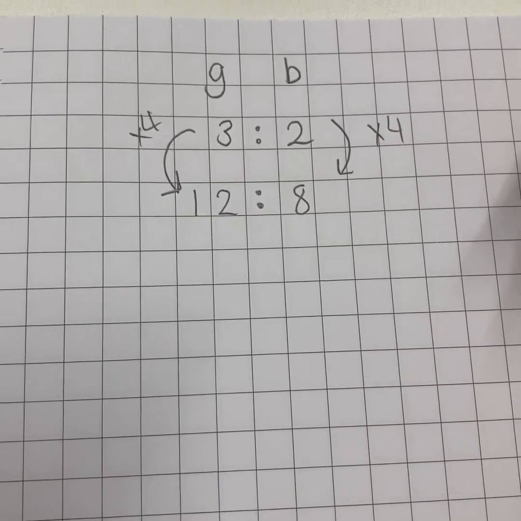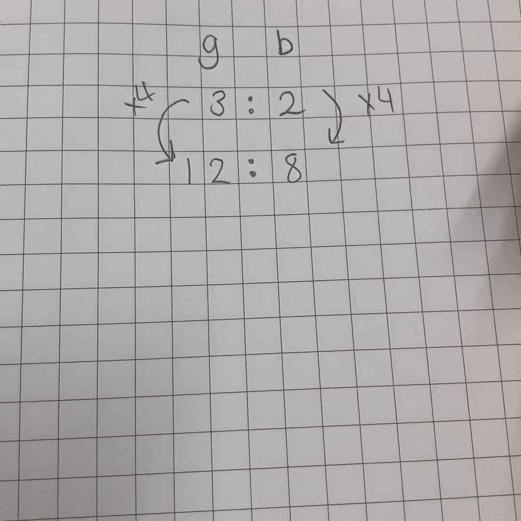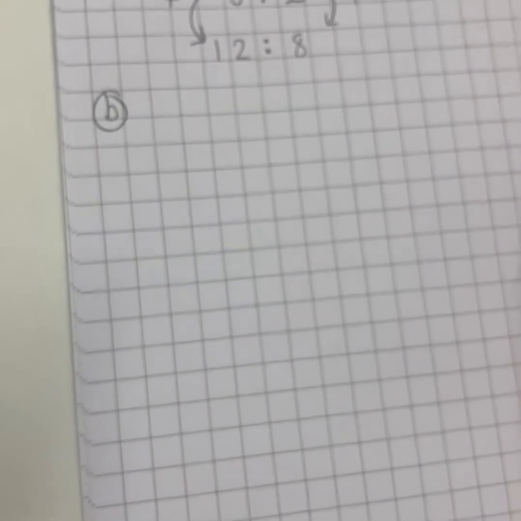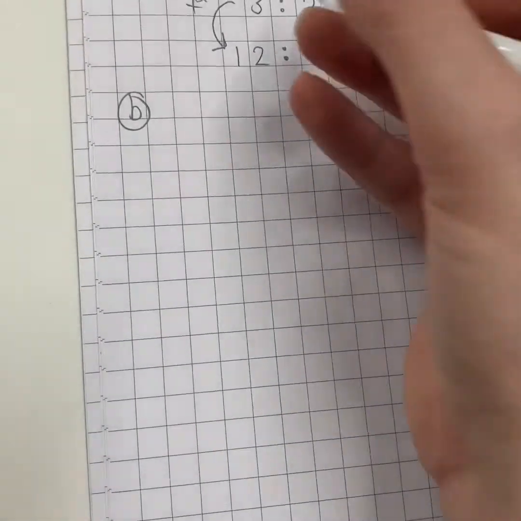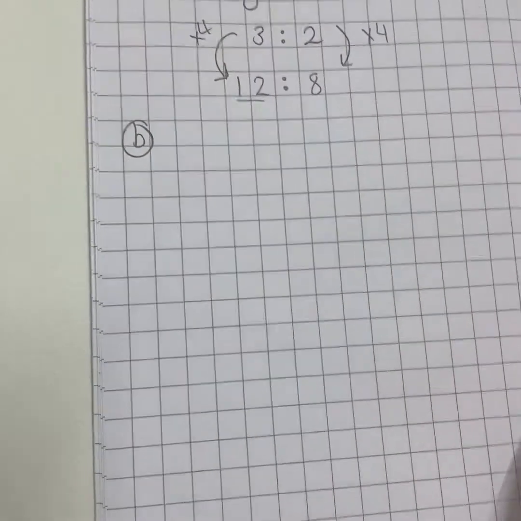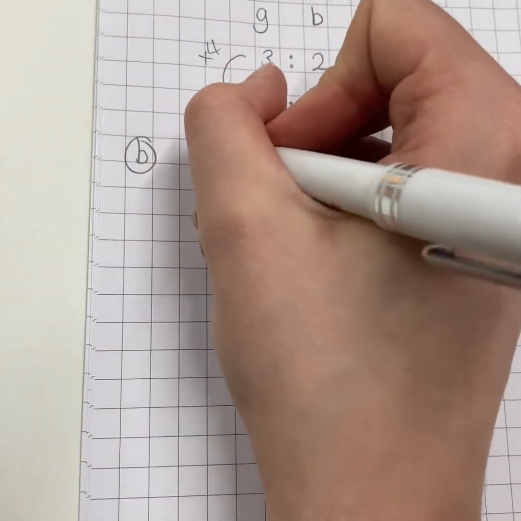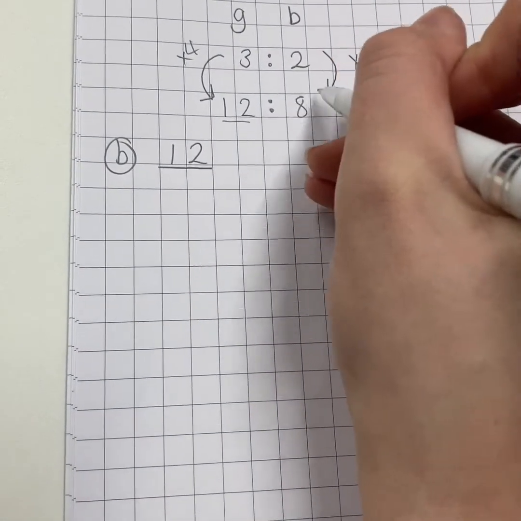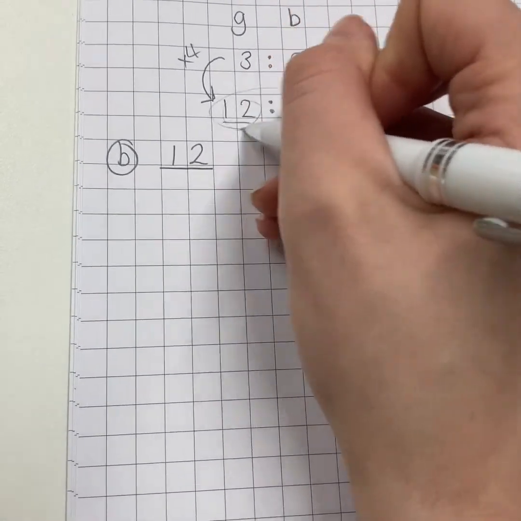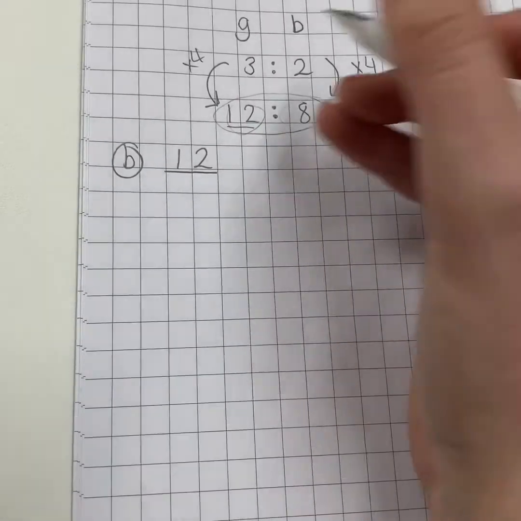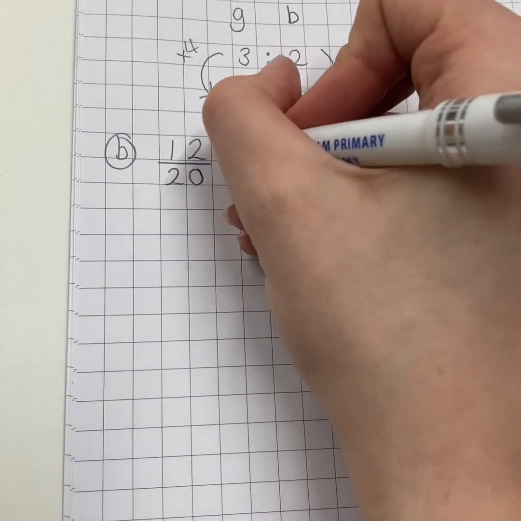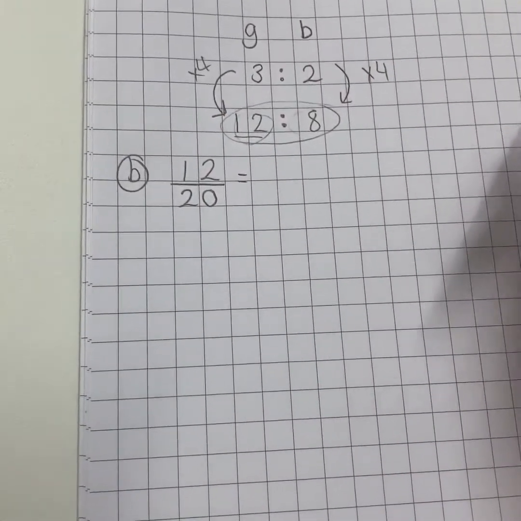Next one then. What fraction of the children at football training are girls? Okay, so I'm going to write B. So how many girls at football training are girls? Okay, so I'm going to start with 12. So there's 12 girls out of how many? So I've got 12 girls and 8 boys. How many children are there all together? Well, there's 12 out of 20. So this many are girls. 12 out of 20 are girls.